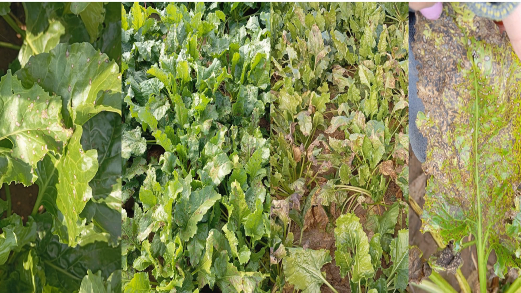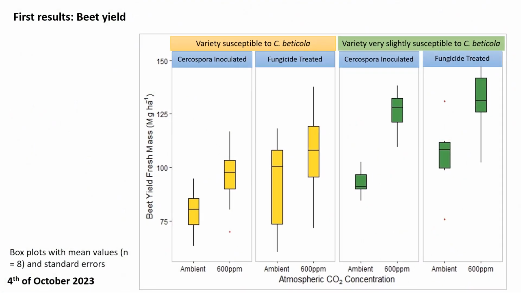The disease developed strongly, up to 95% of leaf damage. By harvest, beet yield was clearly increased by elevated CO2 concentration with a much stronger effect for the variety of very slight susceptibility to Cercospora beticola.